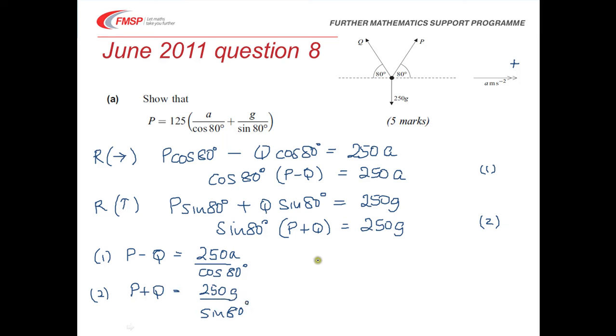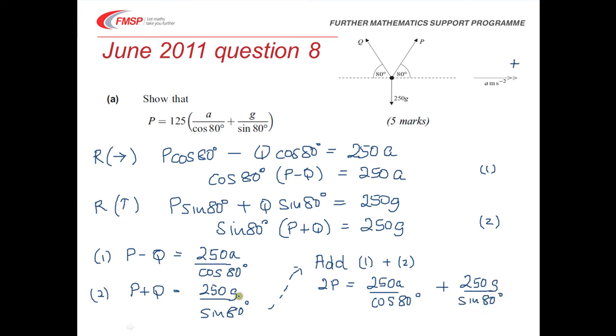If we were to add 1 and 2, those two equations, can you see what happens? You've got a minus Q and a plus Q, and those are going to cancel out, and you'll end up with 2P equals 250A over cos 80 plus 250g over sin 80.